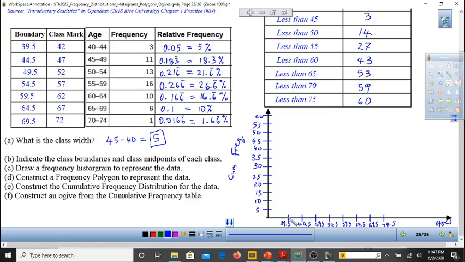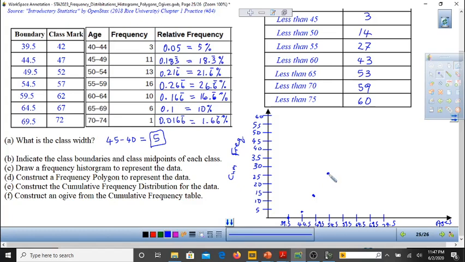And then at 39.5, nobody's there. At 44.5, we have 3, so I'm going to put it right about there. At 49.5, we have 14, so I'm going to put it right about here. At 54.5, we're looking at 27, so we're going to put it right about here, slightly above.